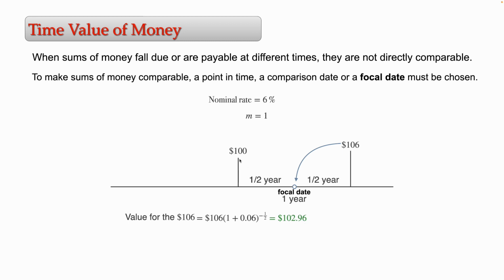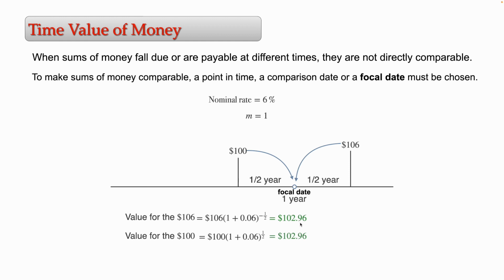We can do the same with the 100. If we do the same with the 100, computing the value of this 100 at that focal date, then we need to move forward in time. And if we move forward in time, we need to use the future value formula. And obviously, the number of periods will be 1/2 of a period. So the value of the 100 will be equal to 100 times 1 plus 0.06 to the power 1/2.